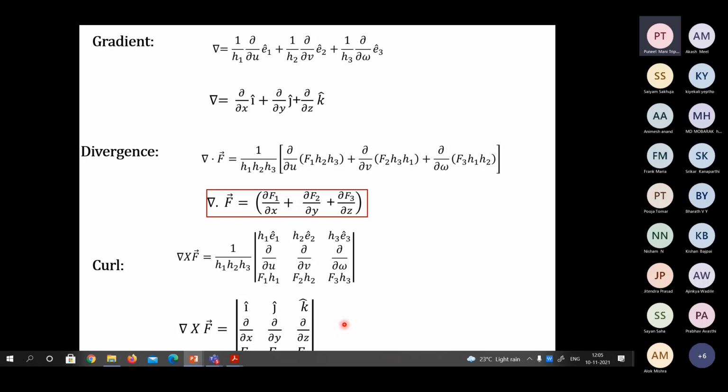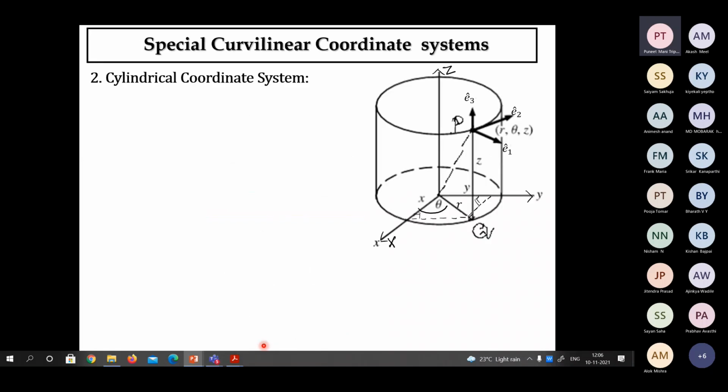So as per our syllabus, we find expressions for all these vector operators for the curvilinear system. Similarly, we arrive at the expressions for the same for special coordinate systems also. We have done it for the rectilinear coordinate system now, and the next one is the cylindrical coordinate system. The second special coordinate system, this is also another special case, is the cylindrical coordinate system.